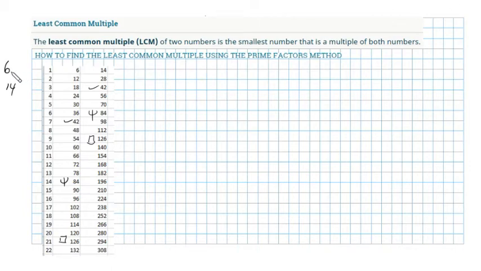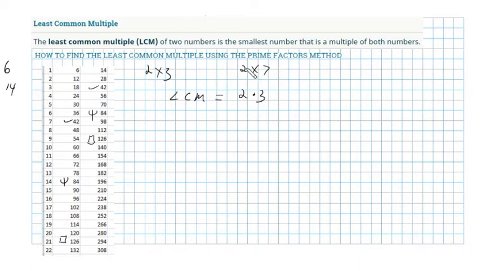The prime factorization of 6 is 2 times 3. And the prime factorization of 14 is 2 times 7. And so the LCM is going to be a number that is a multiple of both of these, and obviously the smallest number that is a multiple of both. So let's just start with this one. The LCM has to be something that can be divided by 2 times 3. So let's just put 2 times 3 here. I'll just use a little dot here. All right.